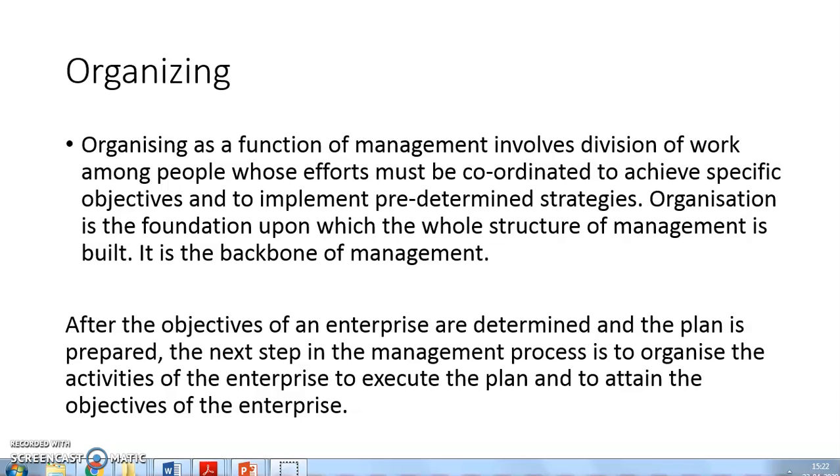Organization is the foundation upon which the whole structure of management is built. It is the backbone of management. After the objectives of an enterprise are determined and the plan is prepared, the next step in the management process is to organize the activities of the enterprise, to execute the plan and to attain the objectives of the enterprise. It means the various functions of management are combined in a way so that they can be coordinated together to achieve management's objective.